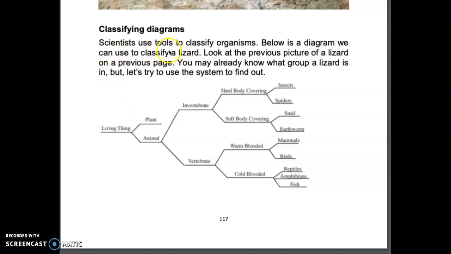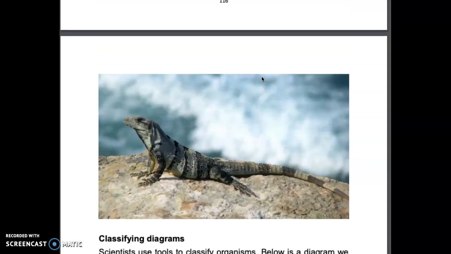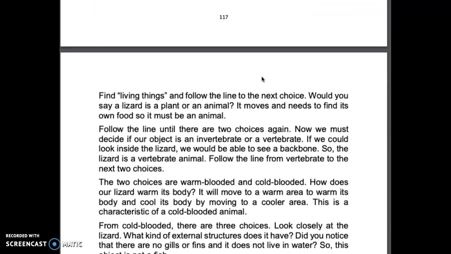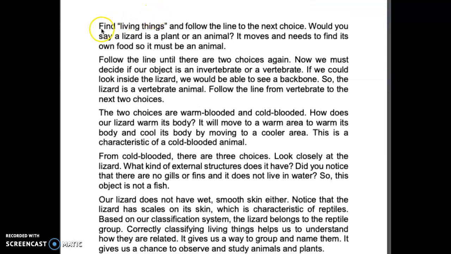Scientists use tools to classify organisms. Below is a diagram we can use to classify a lizard. Look at the previous picture of a lizard on a previous page. You may already know what group a lizard is in, but let's try to use the system to find out. Okay, so here's our lizard. Yay for that. All right. This is going to walk us step by step on how to use this diagram.